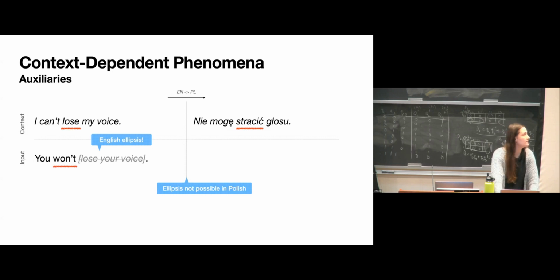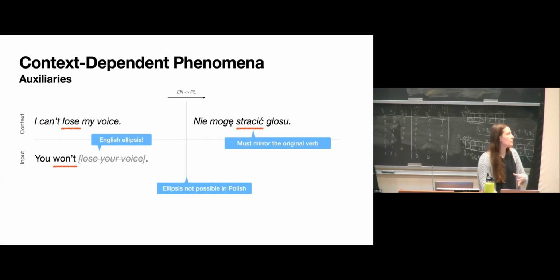So when I translate this first sentence, I can't lose my voice, I'm translating this verb lose. And when I translate the second sentence, you won't, I'm once again translating the verb lose, just in this future negative kind of tense.